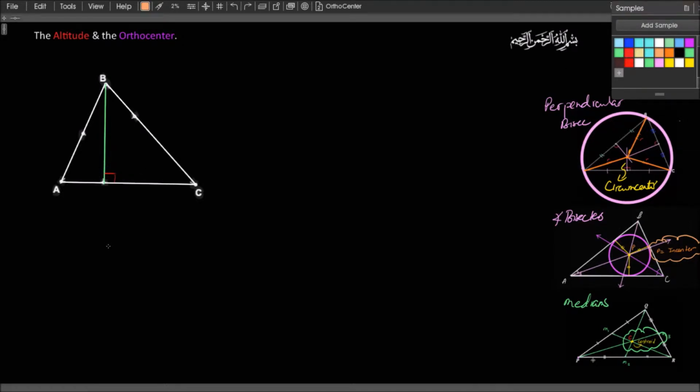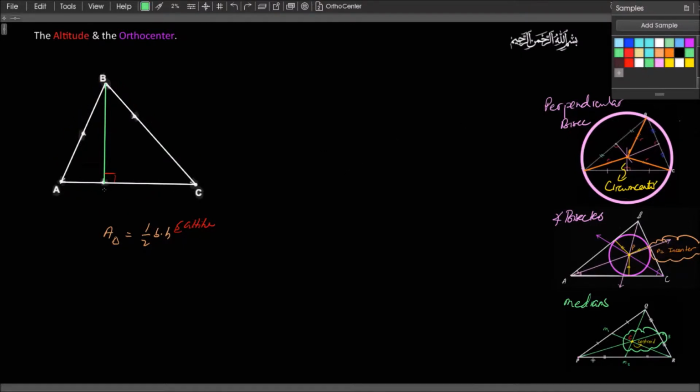Now, you're probably familiar with the altitude because we have used them to calculate the area of a triangle. And the formula for the area of a triangle, if you recall, was 1/2 the base times the height. And the height, in fact, is the altitude. Now, any of the sides of a triangle can act as a base. So the base could be this, or this, or this. But the height then would have to be the corresponding altitude.